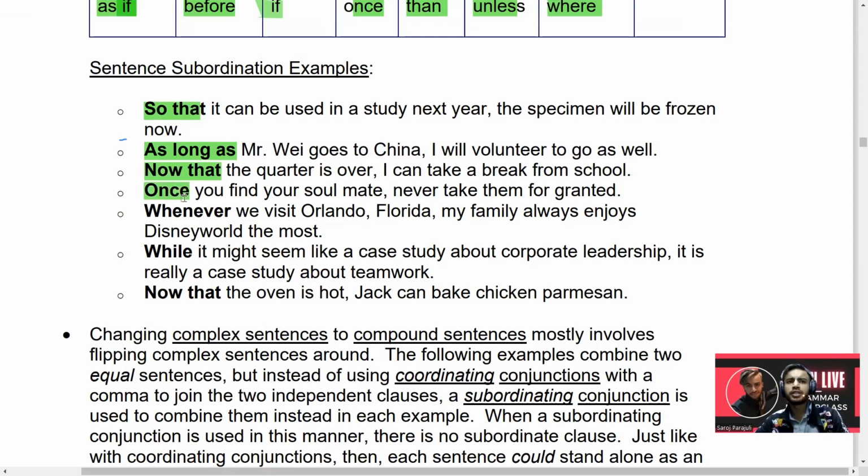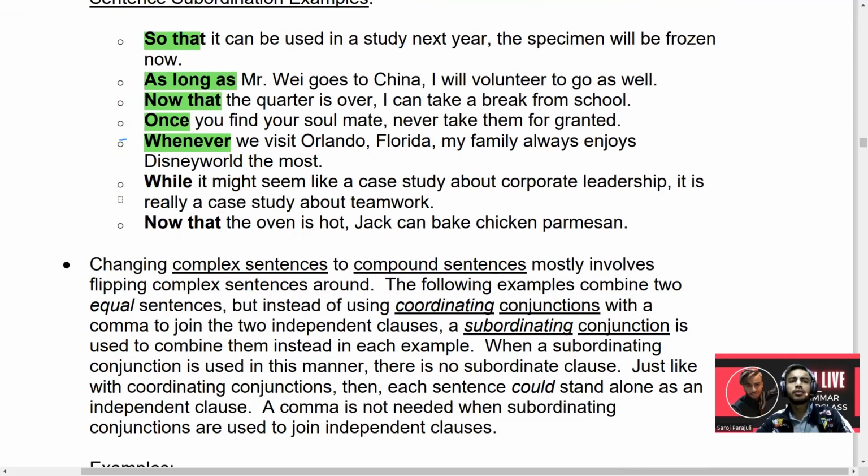Once you find your soulmate, never take them for granted. Whenever we visit Orlando, Florida, my family always enjoys Disney World the most. While it might seem like a case study about corporate leadership, it is really a case study about teamwork. Now another one. Now that the oven is hot, Jack can bake chicken parmesan. Don't complicate this word; you can only think of chicken as well.